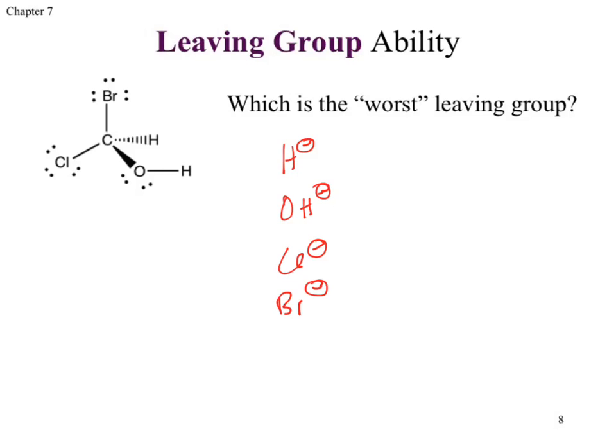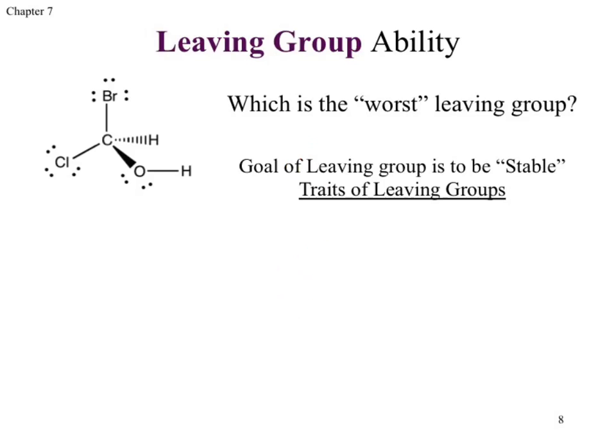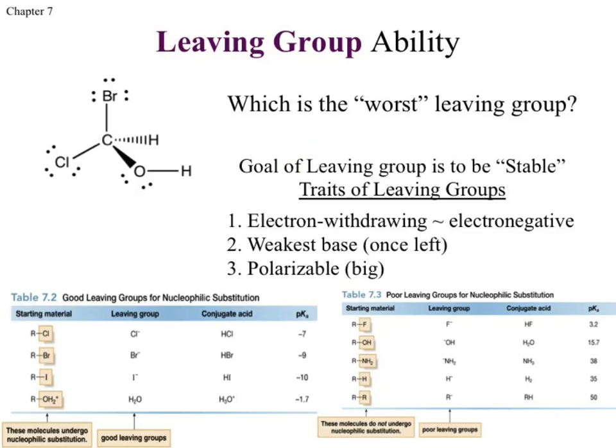Okay? So for a good leaving group, what we're hoping for is that it stabilizes the negative charge as best as it can. The common traits that we would find for these, they are typically electron withdrawing, meaning they're very electronegative. They're also usually weak bases once they've left. Okay, they can't act as a base until they've left. Why? Because they can't have multiple bonds, particularly when we're looking at our halogens. And then they're typically also polarizable. Polarizable is just a fancy way of saying they're really big.